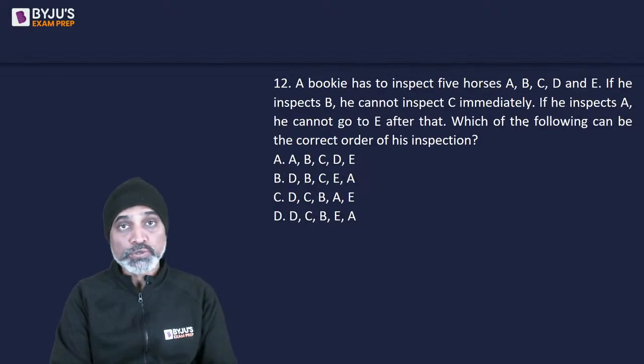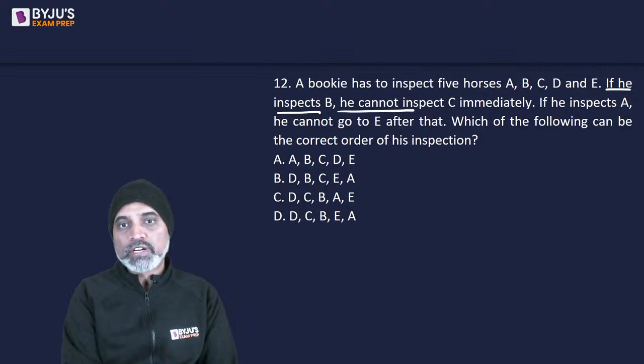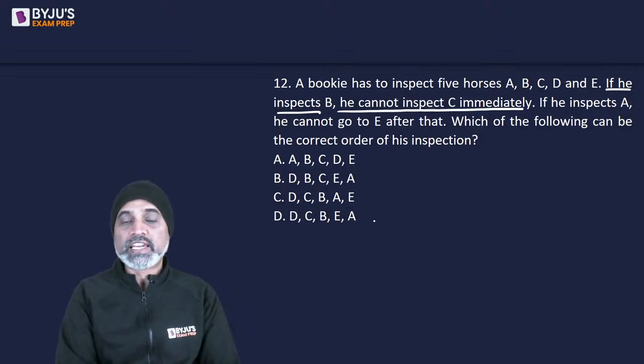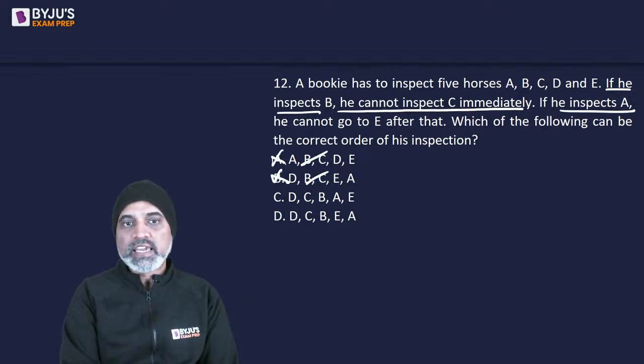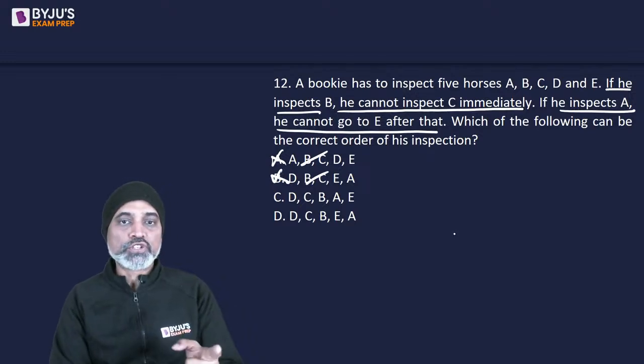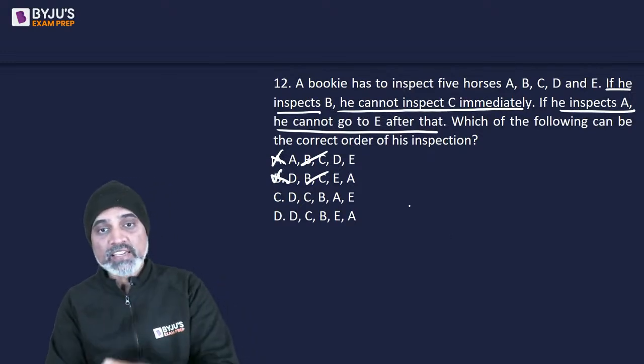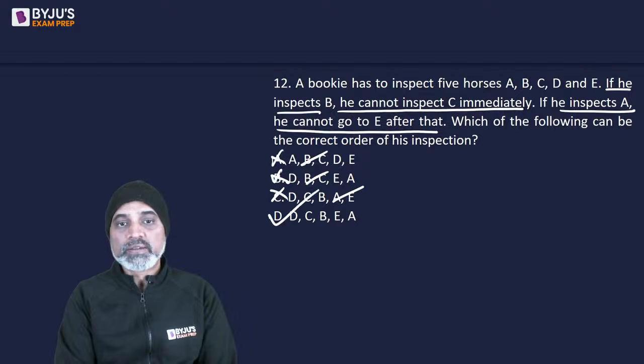So what we will do is we'll go through the options. If he inspects B, he cannot inspect C immediately after that. So we cannot see B, C simultaneous. So these two are ruled out. Next, if he inspects A, he cannot go to E after that. So we should not be seeing A, E. So this also gets eliminated.